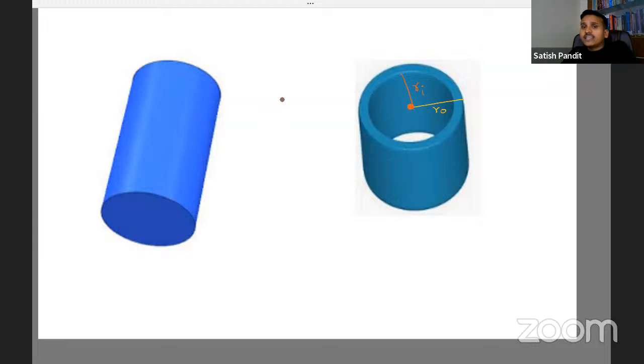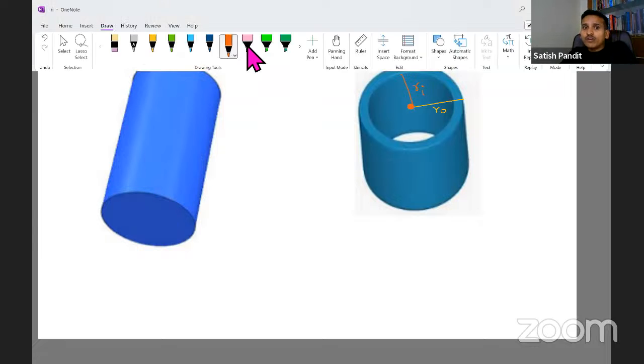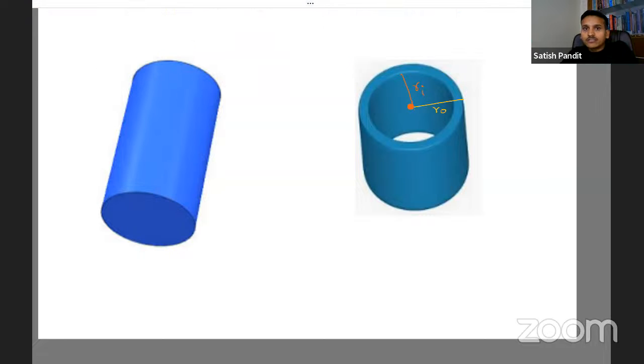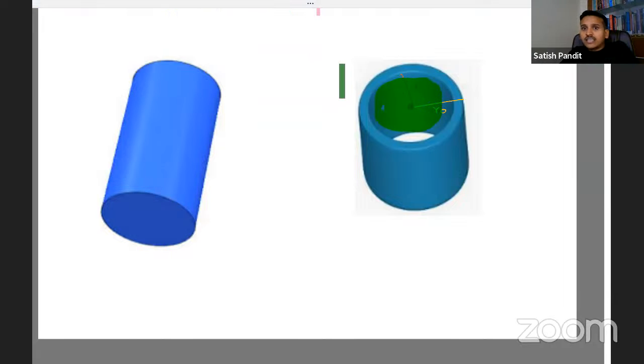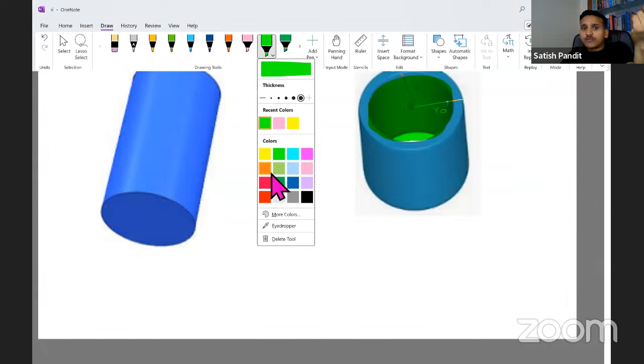See, inner radius means you are finding the volume of only this much. It's not actually visible. This is the volume with the inner radius, okay? And the volume with R naught, that is the outer radius, is this volume. This entire thing.